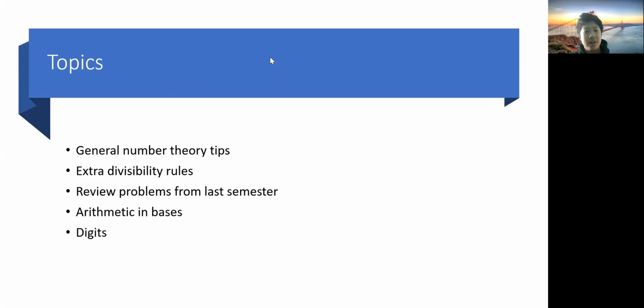Topics: I'm going to first go over your general number theory tips. Whenever you see a number theory problem, what are your first steps? What is your first reaction? What should you do first? And then I'm going to do some extra divisibility rules, some extra ones that I did not cover last time. We're going to do some review problems, and then we're going to do arithmetic and bases and digits.